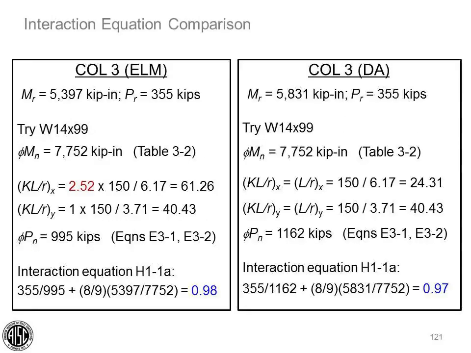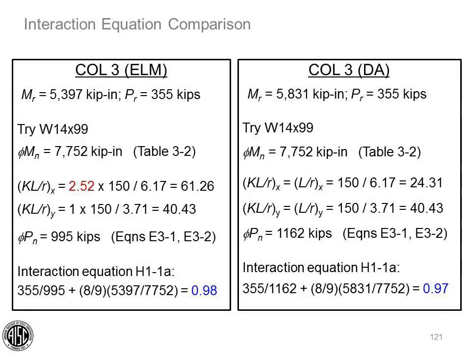Okay, now we're finally ready to compare the direct analysis method design with the effective length method design. On the left are the calculations for column C3 using the effective length method. On the right is the direct analysis method. Let's start first with the effective length method on the left. The required moment is 5,397 kip inches and the axial load demand is 355 kips.